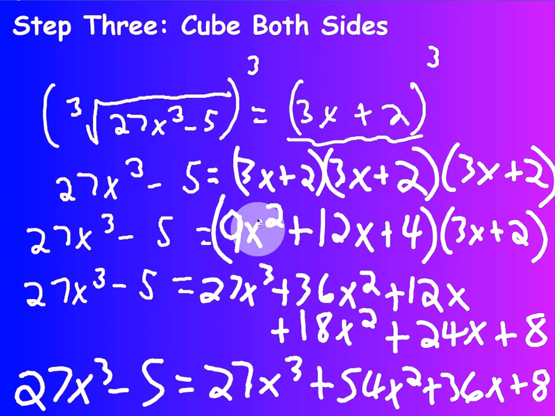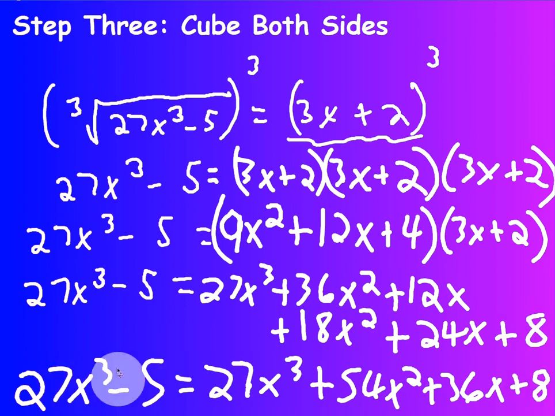Now we have to distribute the 2 to this trinomial. 2 times 9x squared is 18x squared. I'm going to put it under the 36x squared. 2 times 12x is 24x. 2 times 4 is 8. Then just add them up. 27x cubed stays as it is. 36 plus 18 is 54x squared. 12x plus 24x is 36x. And then we have the 8.